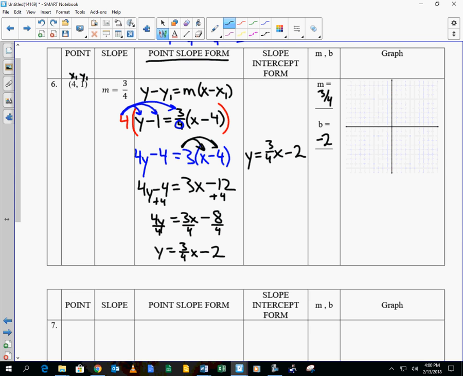I'm going to graph it. Go down 2. And now I need to use my slope. What's my rise? 3. What's my run? 4. So I rise 3 and I run 4. 1, 2, 3, 4. I know the grid's not showing up very well on my smartboard. I'm sorry about that, but we'll just do our best to sketch the graph. That's a pretty good idea of what that graph looks like.